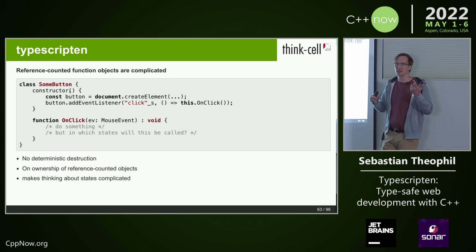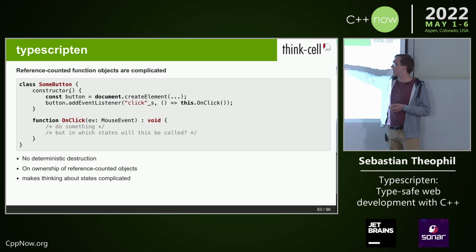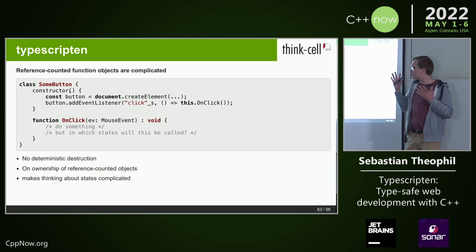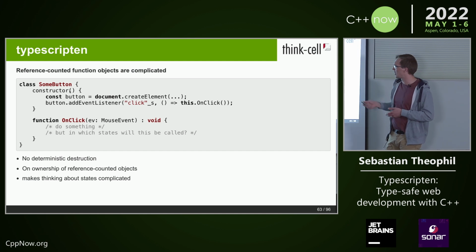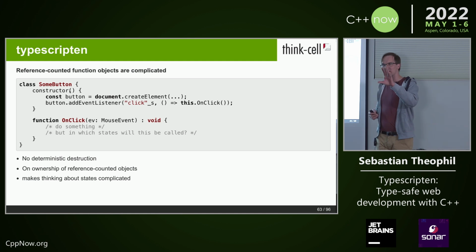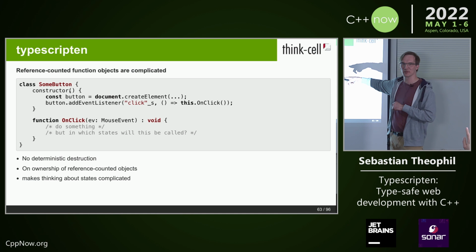There's no deterministic destruction. This button could be held alive by somebody. It could be held alive by the callback itself, which captures this, which keeps alive the button. It's complicated to do this correctly. And I always wonder, when you have websites that suddenly don't react anymore in the browser, you probably know that, how often this is the reason that somebody messed up his state machine.